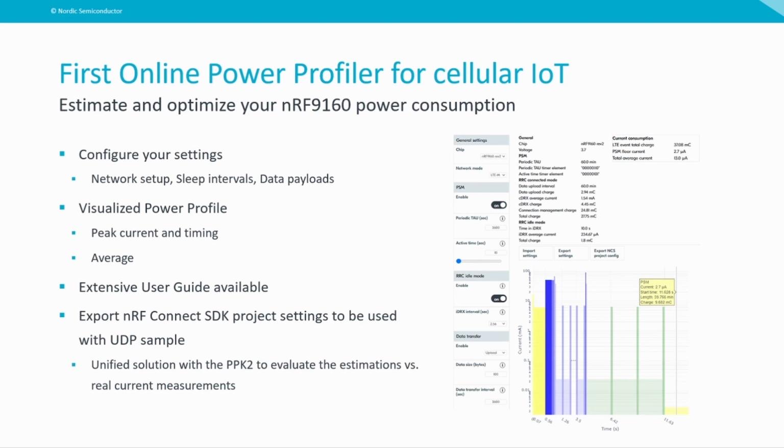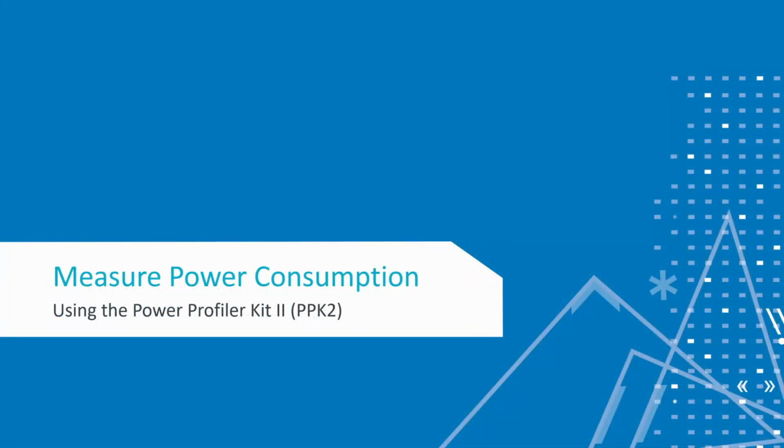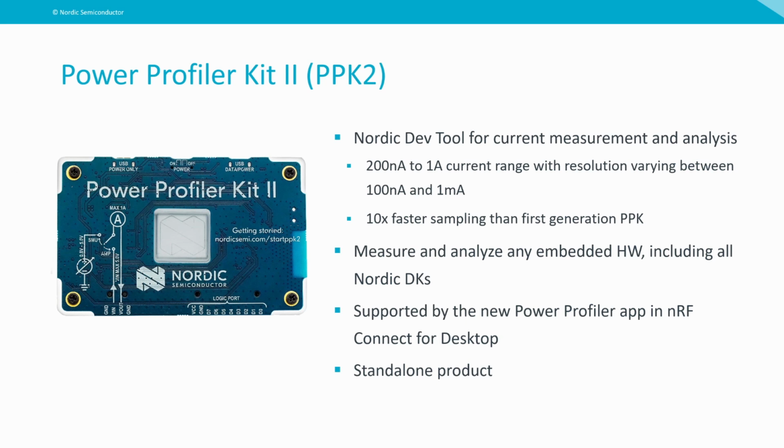And a new feature with this online power profiler is that you can export the settings you have and add those to the UDP sample in our nRF Connect SDK. Then you can actually compare your estimation with the real current measurements that you get on your real network. As long as you have the correct network setup in the power profiler, you should get the same results in the measurements. Now we are going to look into how you can actually measure the power consumption using the Power Profiler Kit 2. So this is the Power Profiler Kit 2. It's a Nordic development tool for current measurements and analysis.